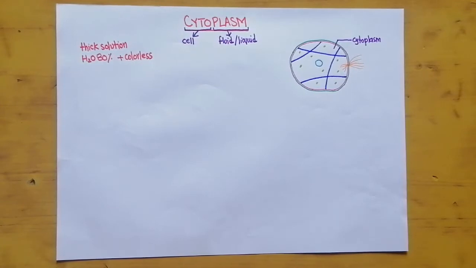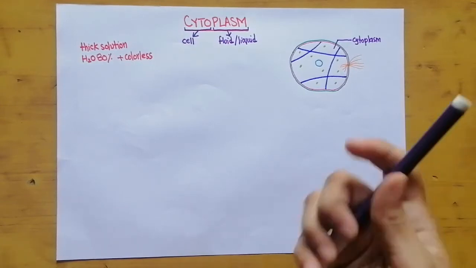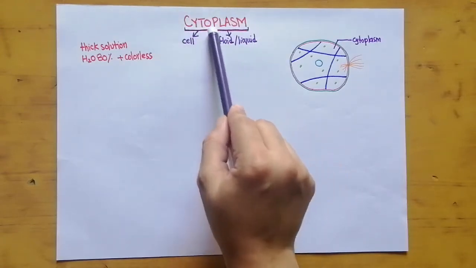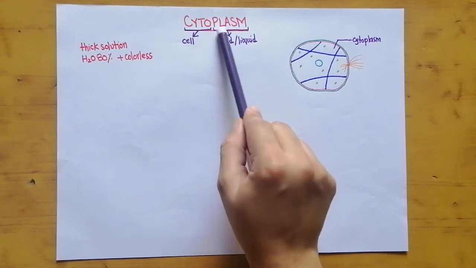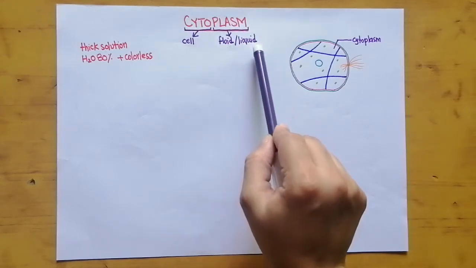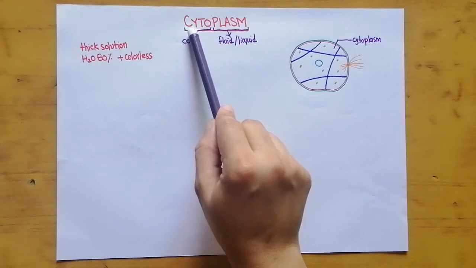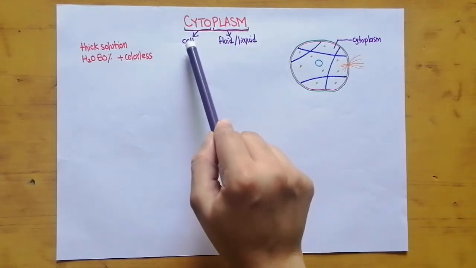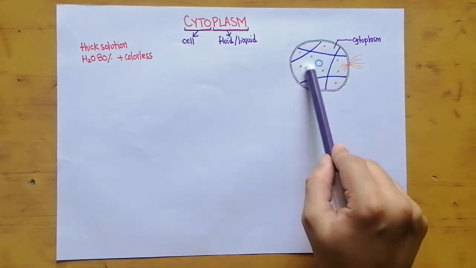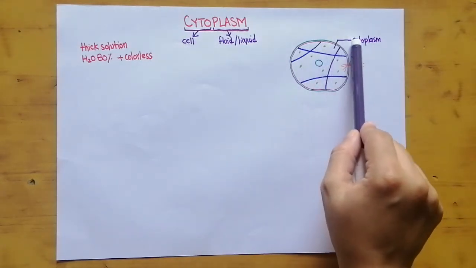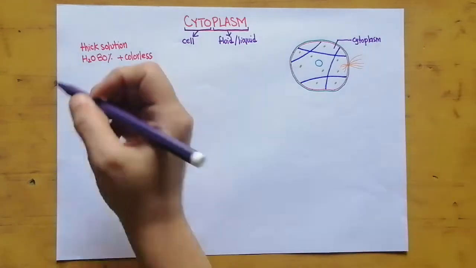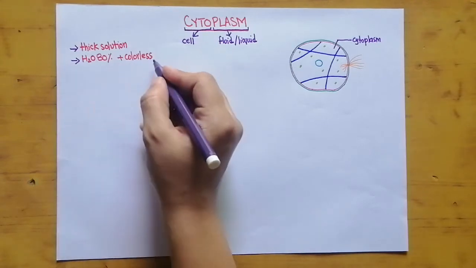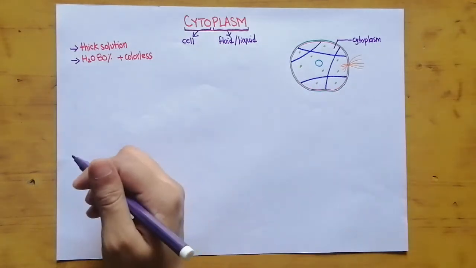Today's lesson is about structure and function of cytoplasm. Cytoplasm is made up of two words, cyto and plasm. The word cyto means cell, while the plasm means fluid or liquid. So cytoplasm is actually the liquid or fluidy part of a cell. Here in this diagram, the internal part is cytoplasm. Cytoplasm is a thick solution which is 80% water and colorless in appearance.